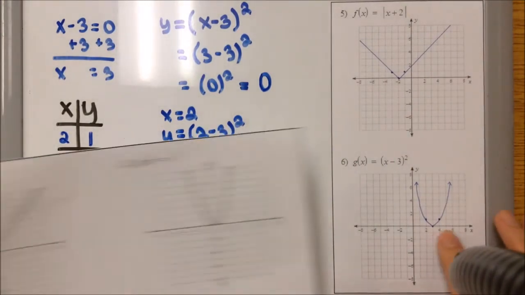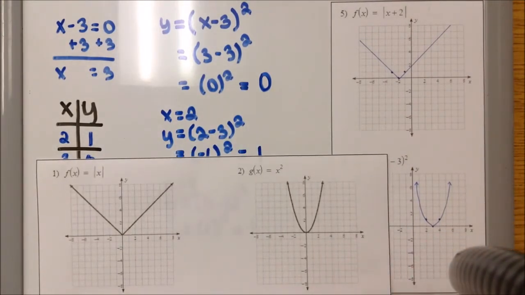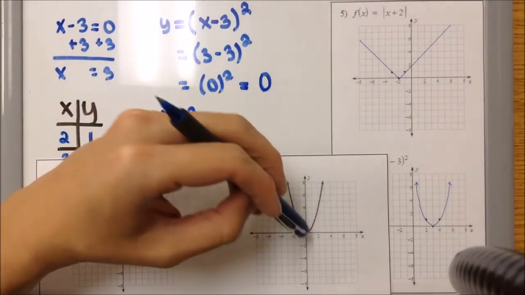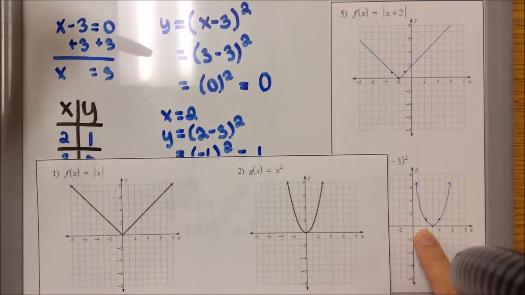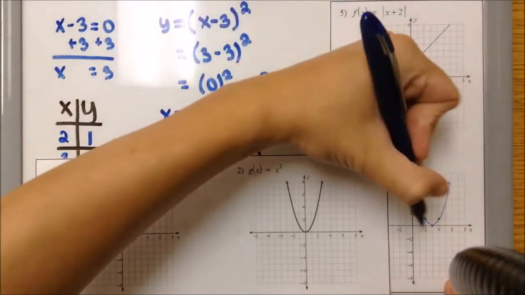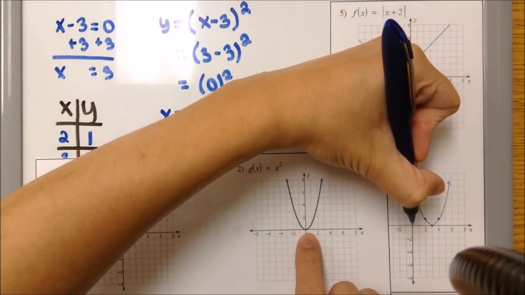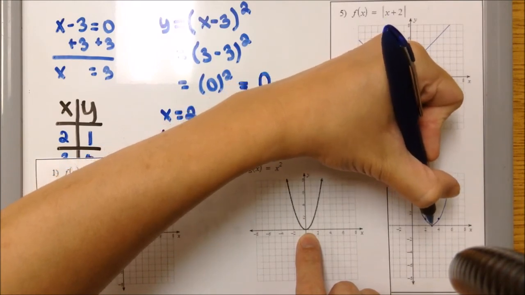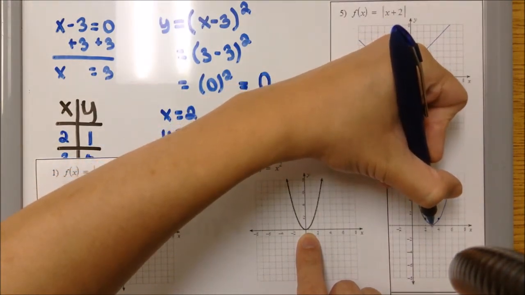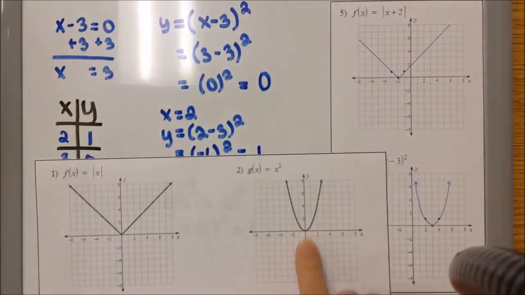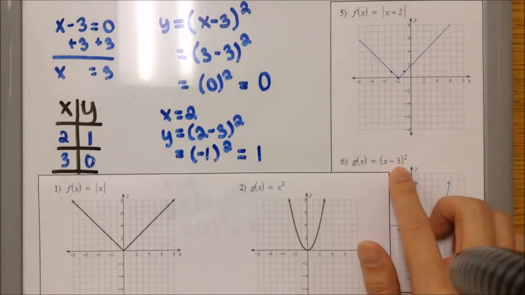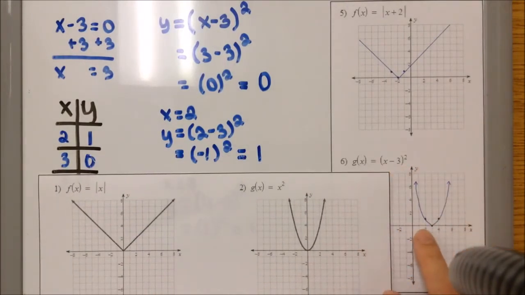Alright, so here's the transformed graph, and here's the parent function. We see that the parent function went through the origin 0, 0. Now if we look closely right here, we see that it shifted, translated, or moved 3 units to the right. So here's 0, the origin, and we see that it went 1, 2, 3 units to the right. And here it is touching the x-axis, just like the parent function is touching the x-axis. So when it's x minus 3, it means that it shifts, or translates, or moves 3 units to the right.